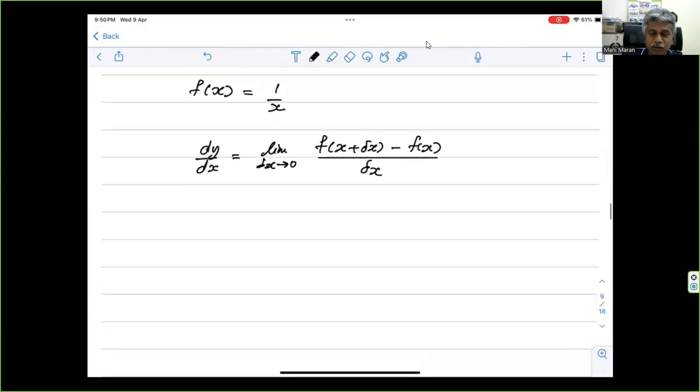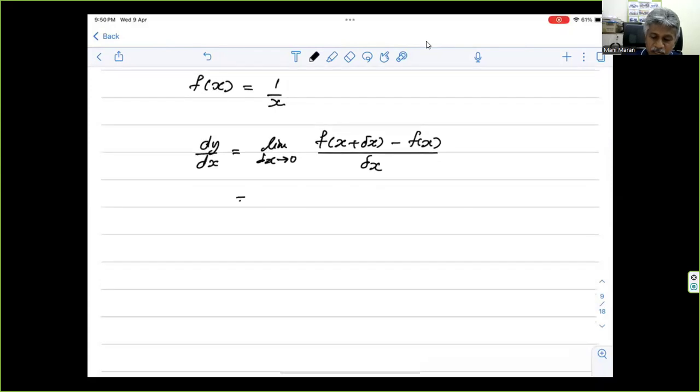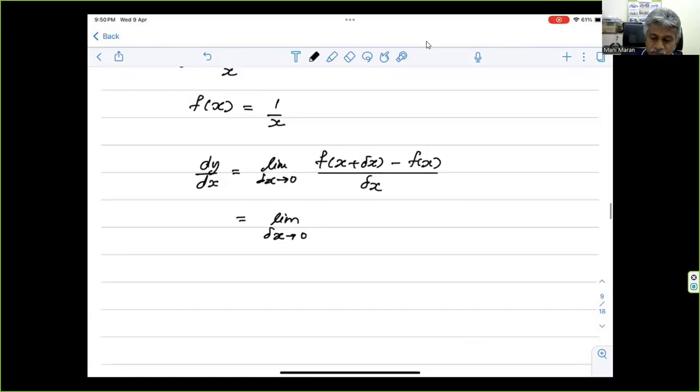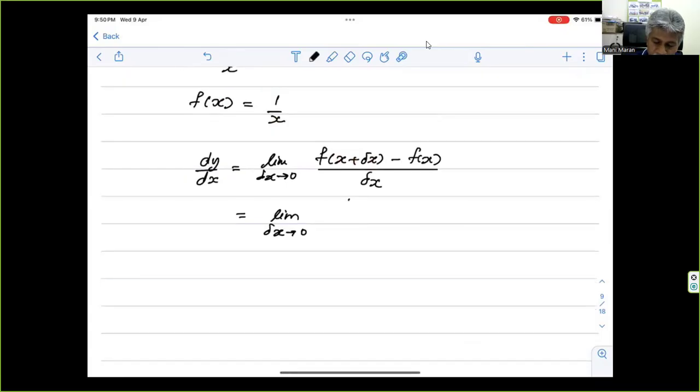And we have the function there, 1 over x, we can substitute it. So you got the limit as delta x approaches 0. So f of x plus delta x, we know that f of x is 1 over x, so f of x plus delta x will be 1 over x plus delta x, and that's all. So this will be 1 over x plus delta x minus 1 over x, and then the whole thing divided by delta x.